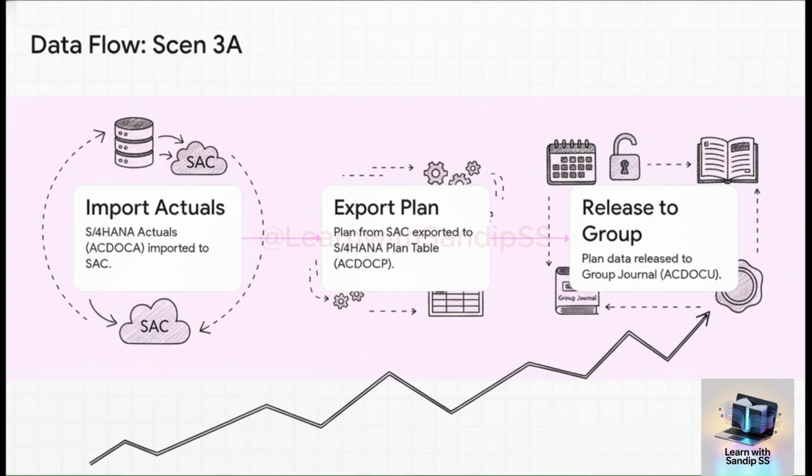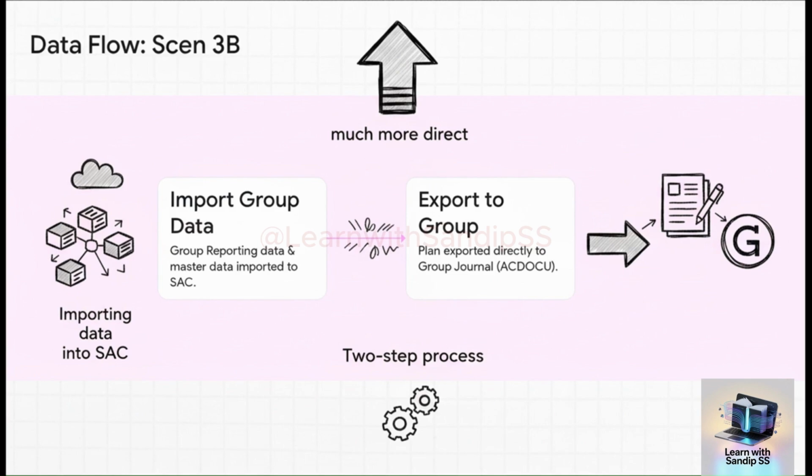Let's trace the data flow for Scenario 3A, the one with the extra step. First, your actual data from the ACDOCA table gets pulled into SAC. Second, you do your magic, create your plan, and it gets exported back to that operational plan table, ACDOCP. Finally, you have to go into S/4HANA and perform a release, which copies that data over to the group journal, ACDOCU. 3 steps.